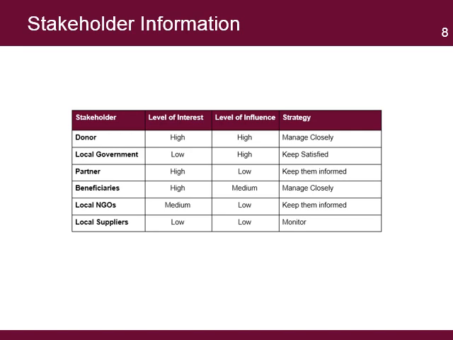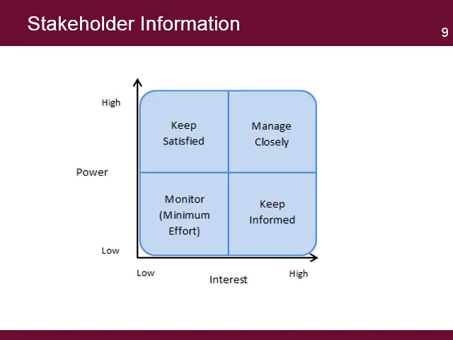For example, a government regulatory approval agency might have very high power, but very low interest in the project. They must be kept satisfied, or they might lose interest and withhold permit approvals. Stakeholders can change the level of interest and influence during the life of the project.